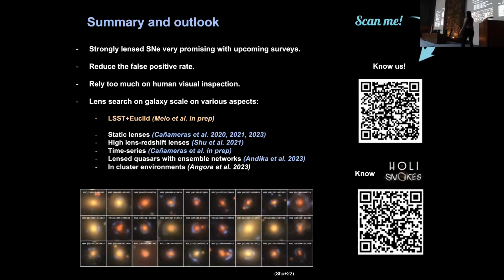With my work, we also want to try to decrease the false positive rate. We rely too much on human inspection, so that is why we want to reduce the number of humans needed to observe the images. And you can also see here, I left a few papers that are already published about searching for lenses using different techniques, but also from the same groups or in cluster environments.